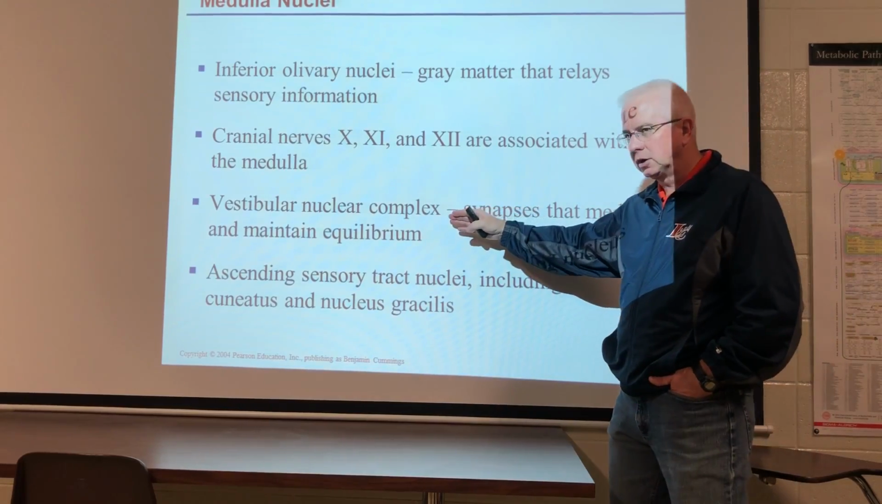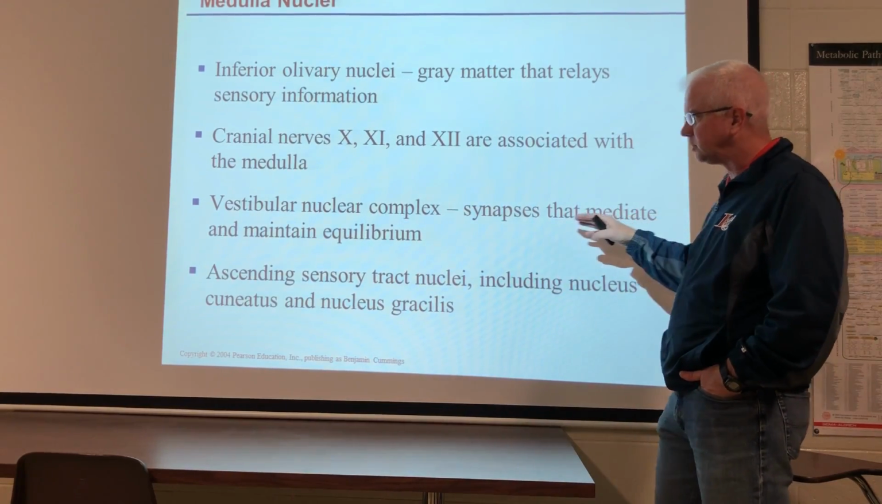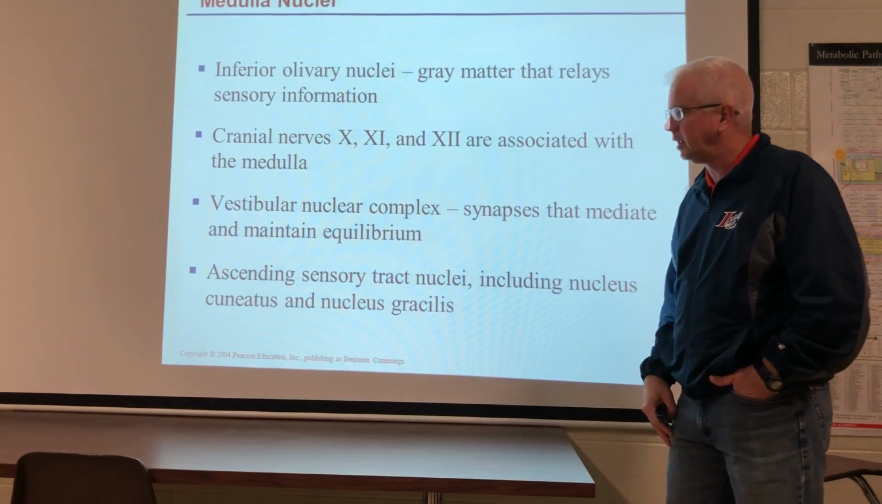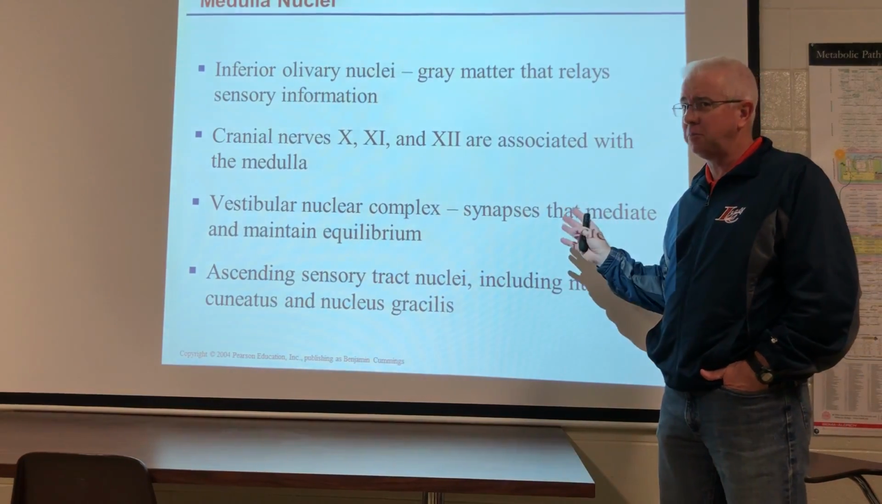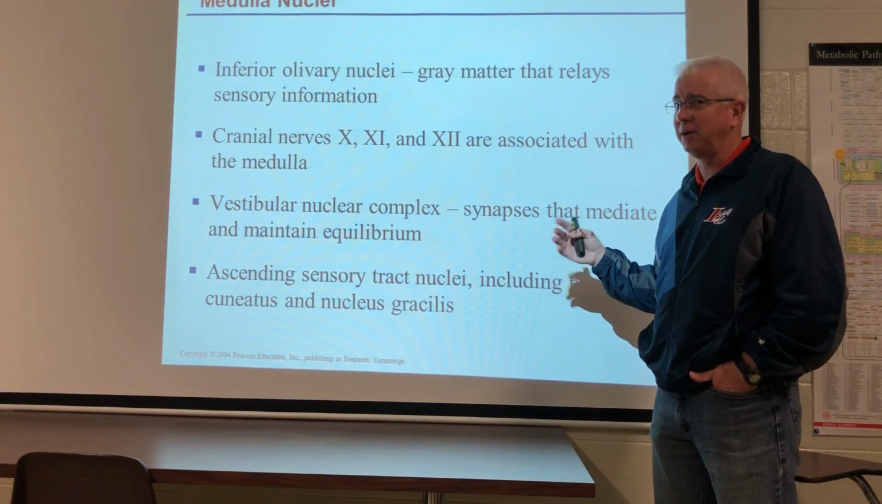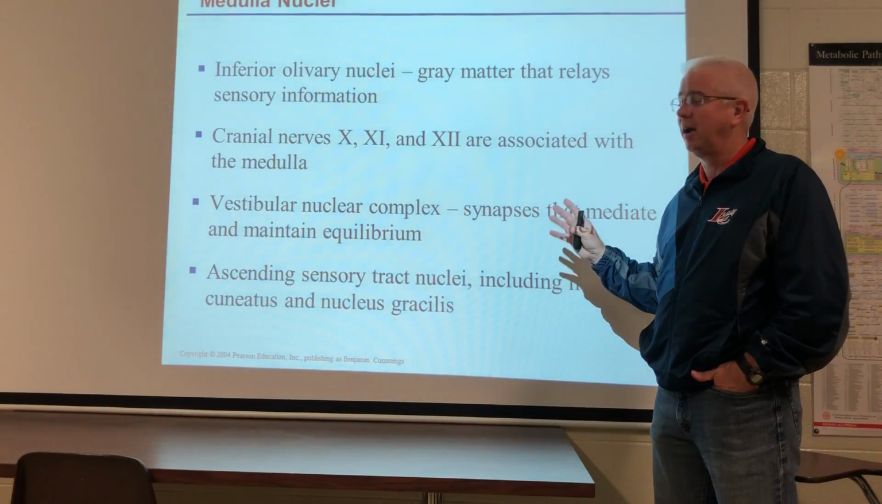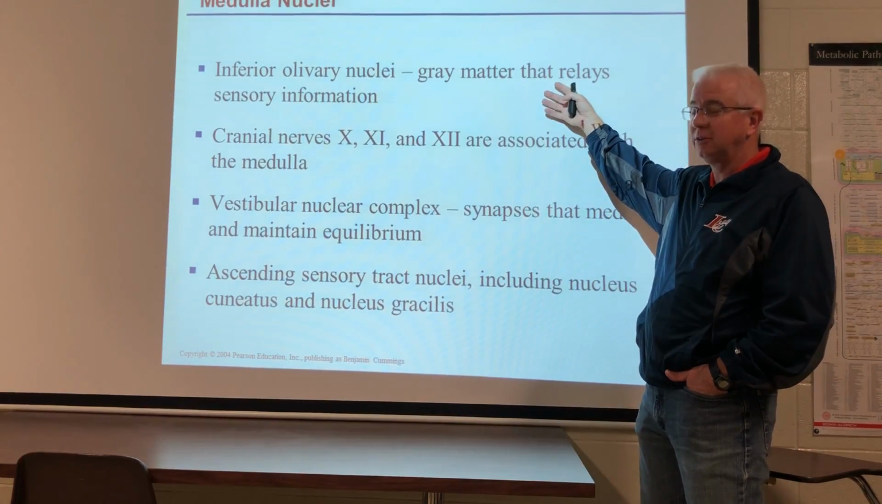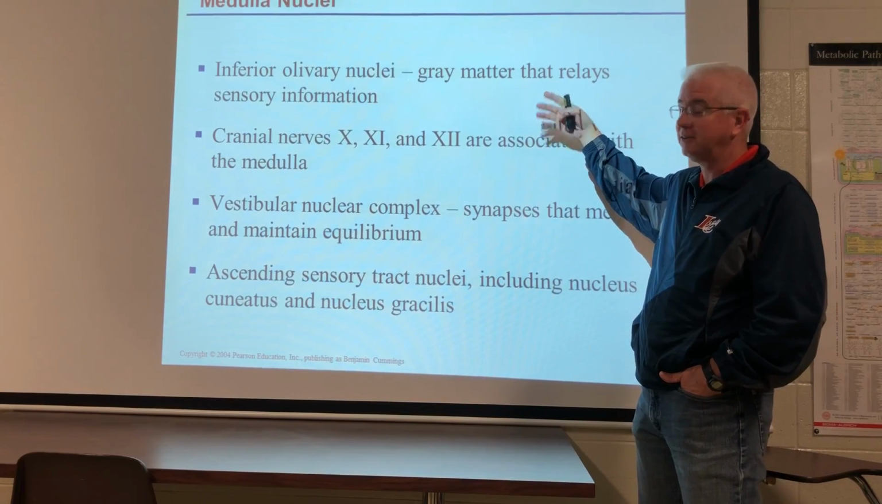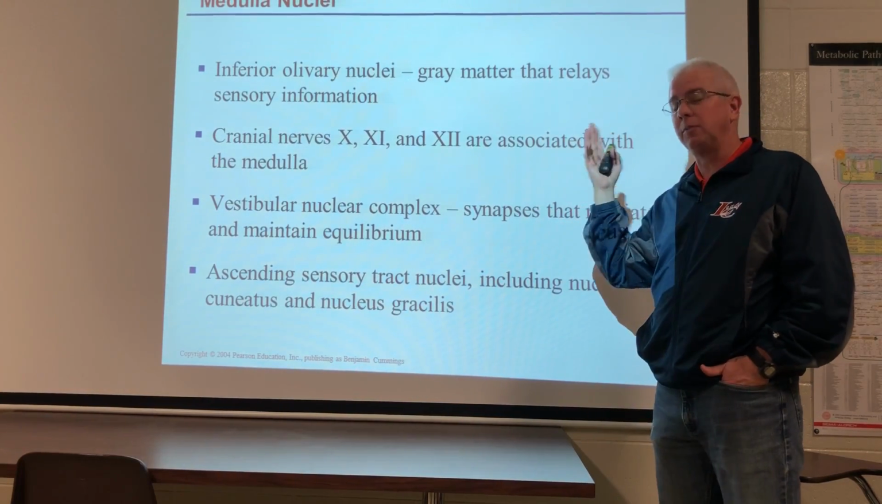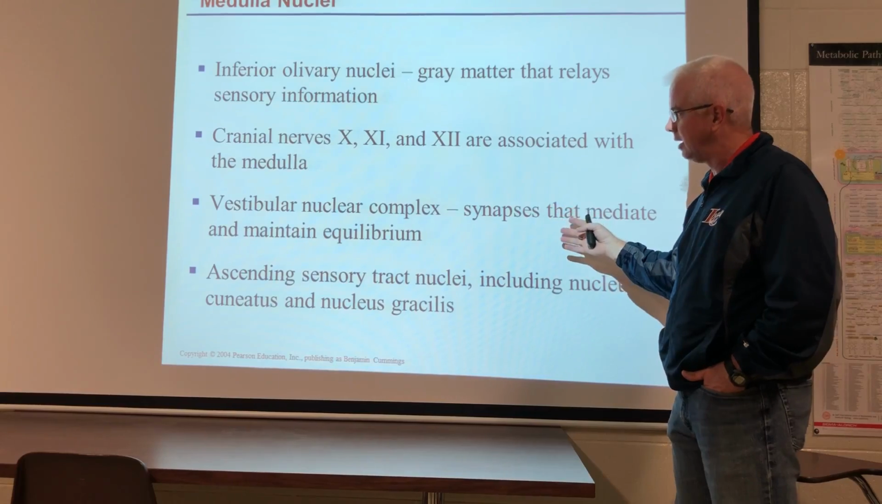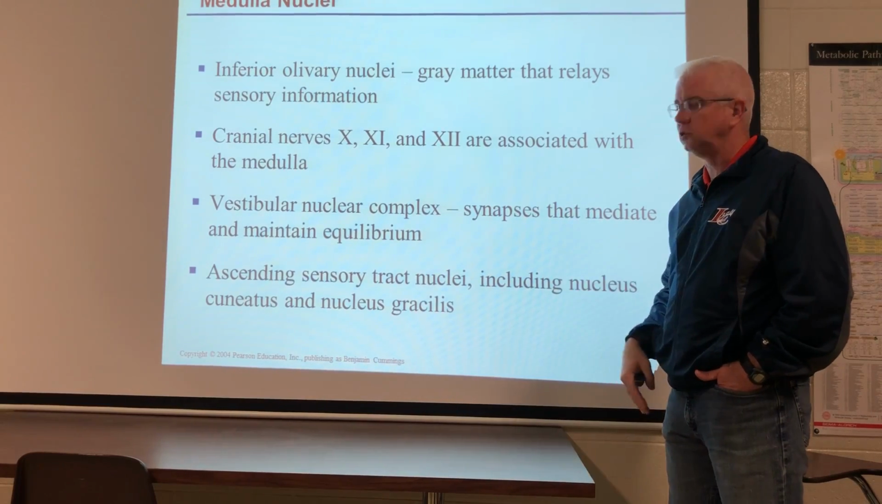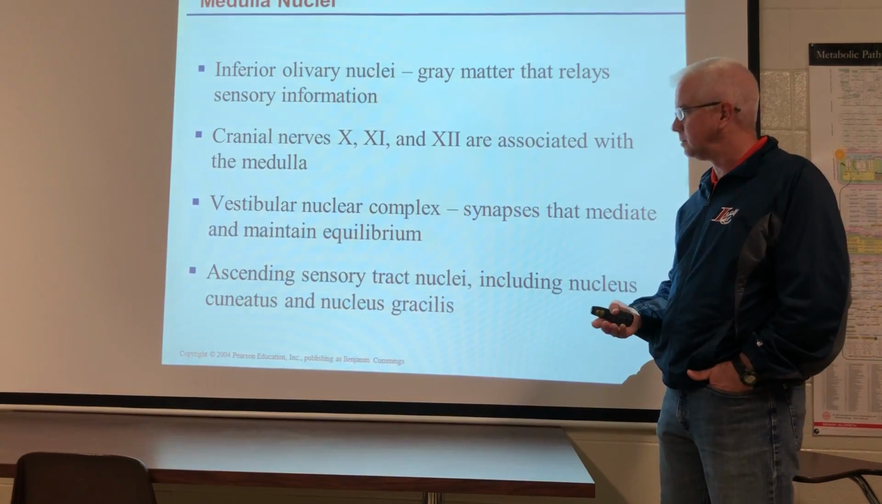The vestibular nuclear complex is here. These are synapses that help regulate and maintain equilibrium. I do have a picture in here to show you that pathway. I'm not going to do that. That pathway does include the superior olive, which is very close to this one. But I'm just going to show it to you. I'm not going to make you memorize the pathway for the balance information. I'll just let you see it.